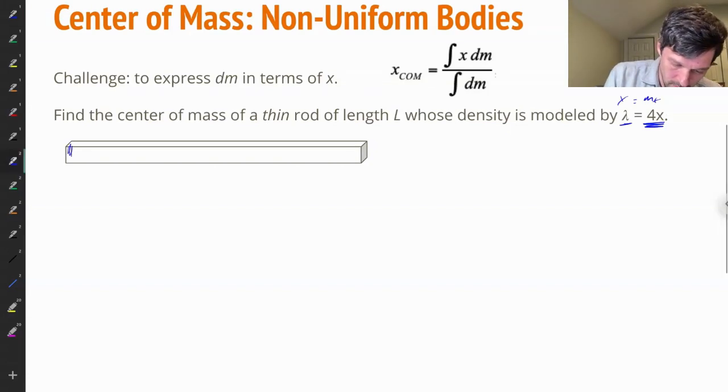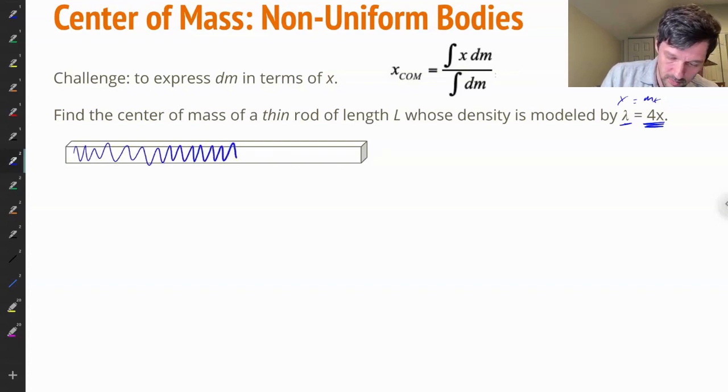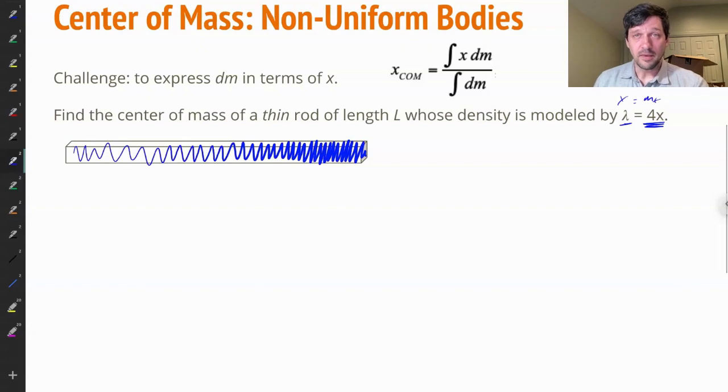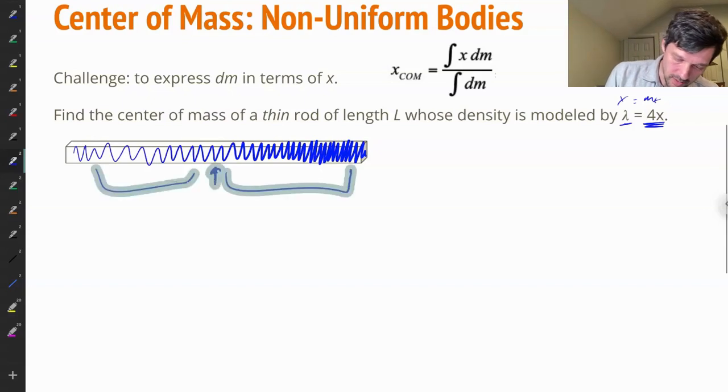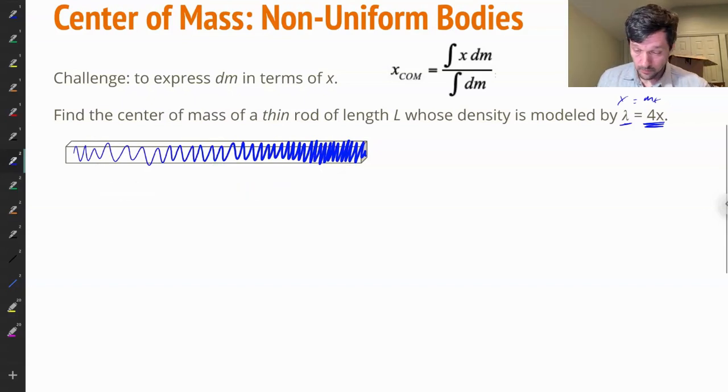In other words, there's going to be more mass further down the bar. It's like having a little tiny bit of mass, I'm going to start even more sparse than that, and then as you get further down the bar it gets denser and denser and denser. So clearly, the center of mass is not going to be in the physical center of the bar, because there's way more mass over here than there is over here. If you tried to balance it there, it's going to tip over clockwise. So how do we deal with this?